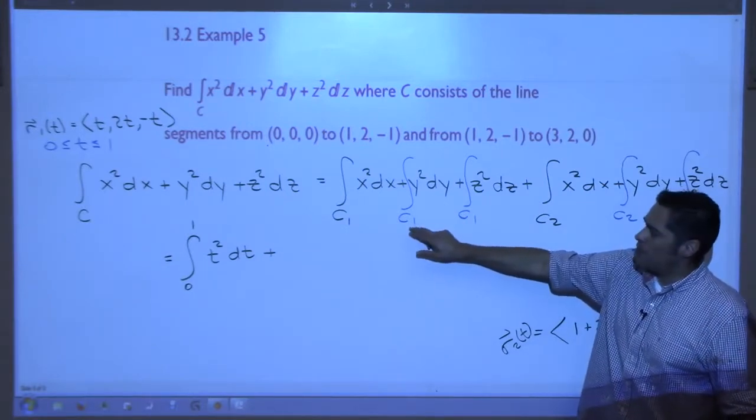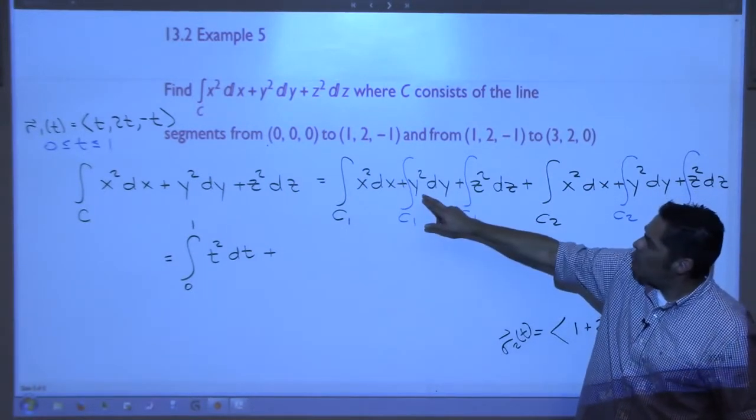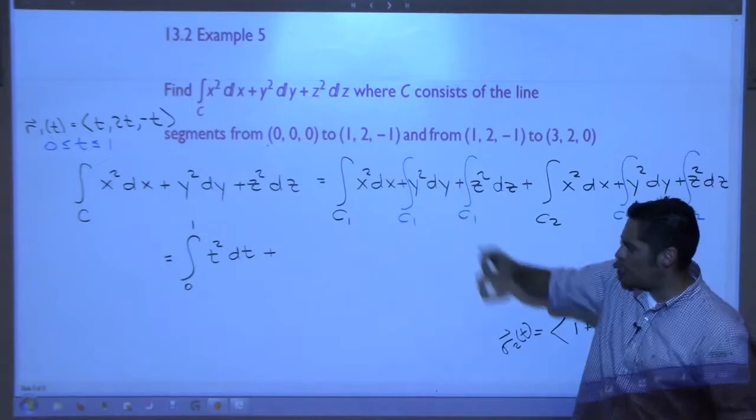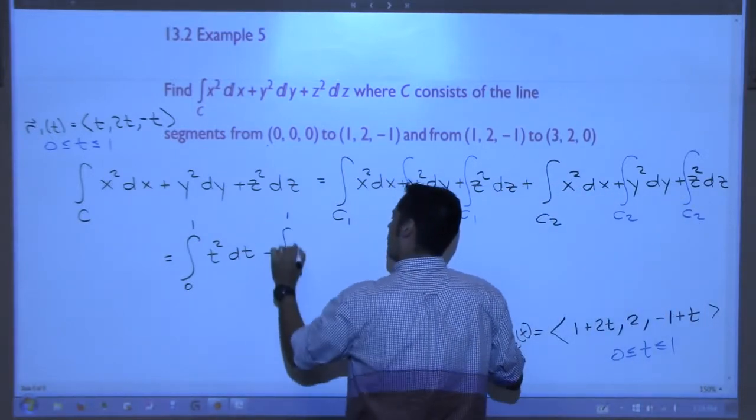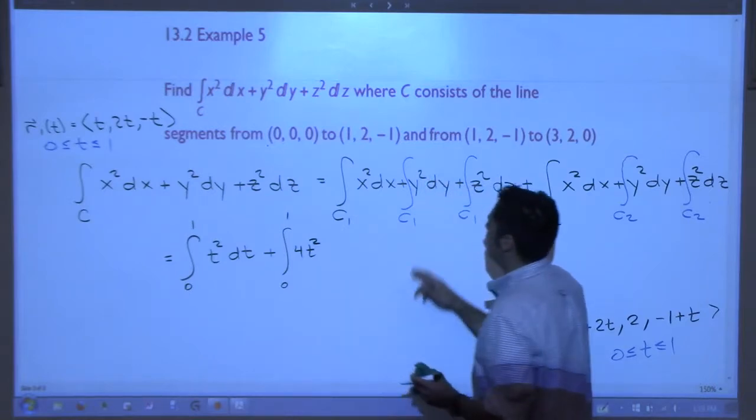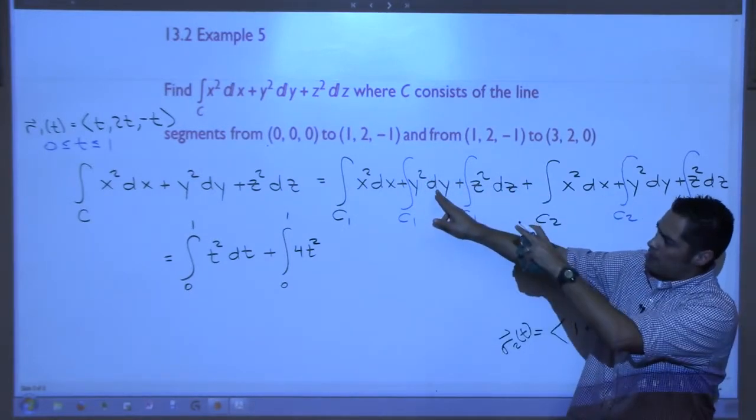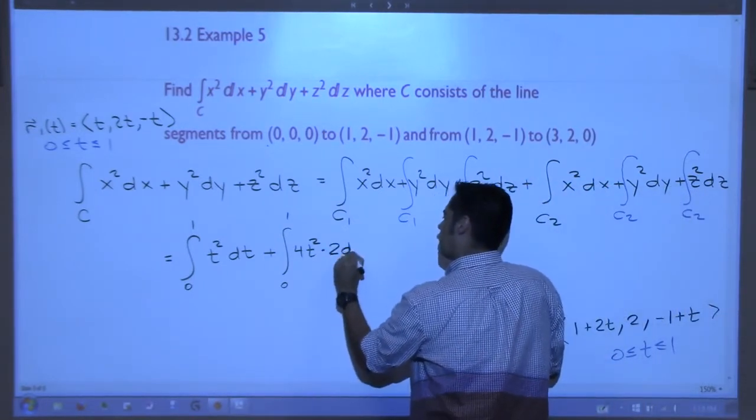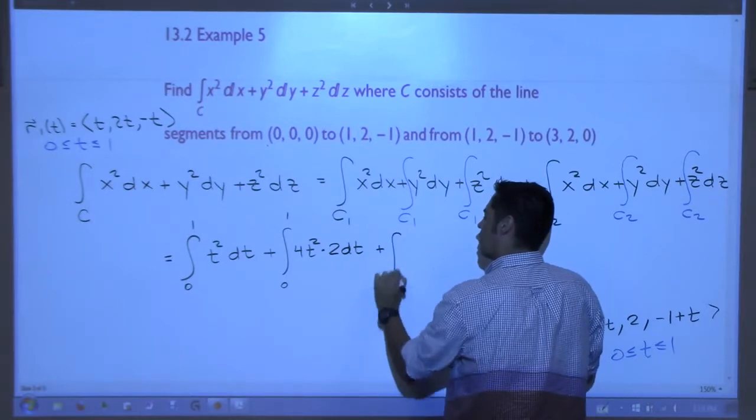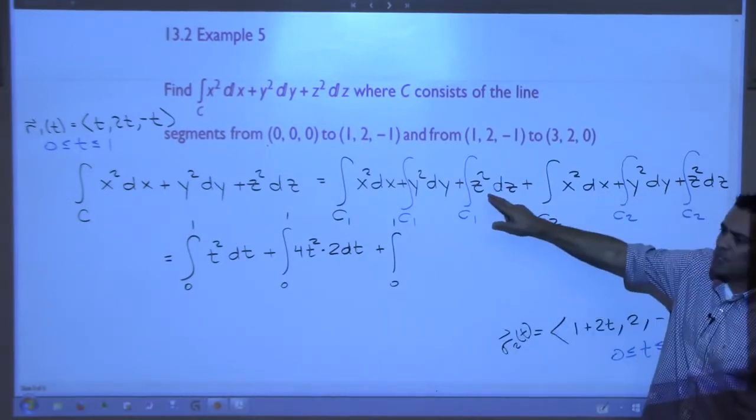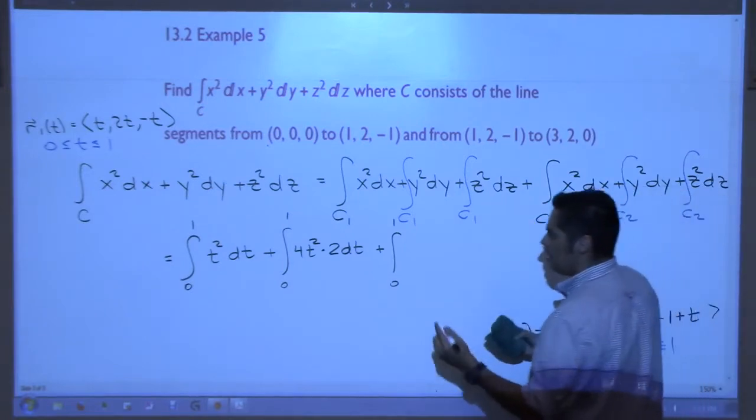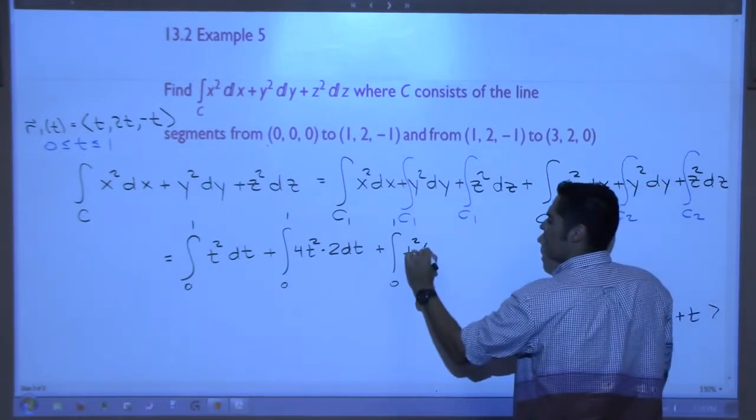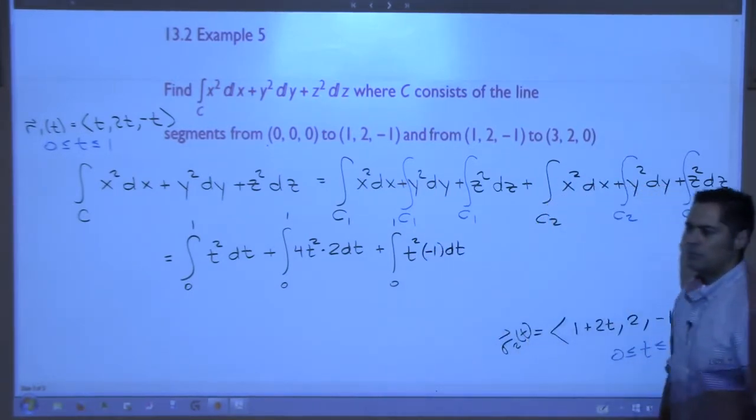What's my next one? Still looking over C1. What's the y squared? I'm squaring 2t, so integral 0 to 1, 4t squared. But then dy, what's the derivative of the y component function? 2 dt, so I'll put here 2 dt. Plus integral 0 to 1 again. Last one, z squared. Negative t times negative t is t squared. And then what's dz? What's the derivative of z? Negative 1 dt. Follow?